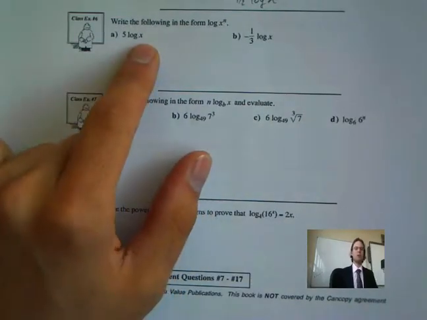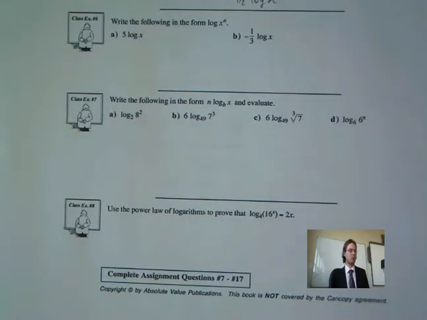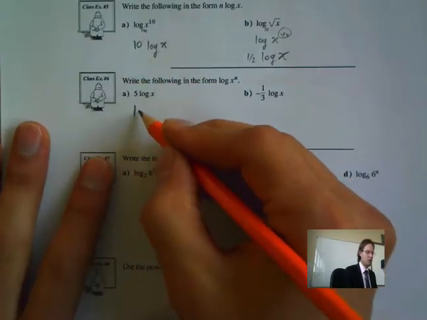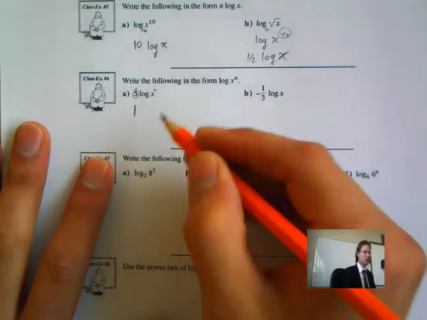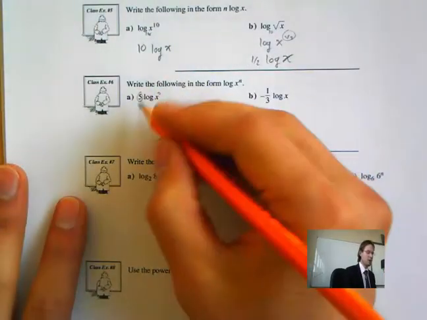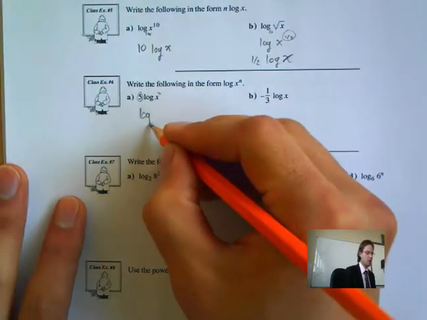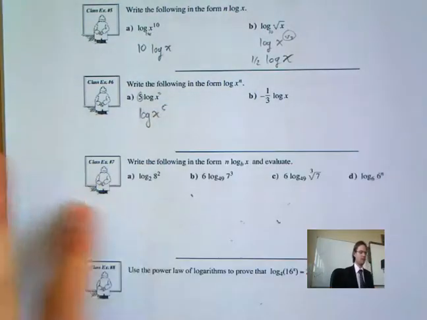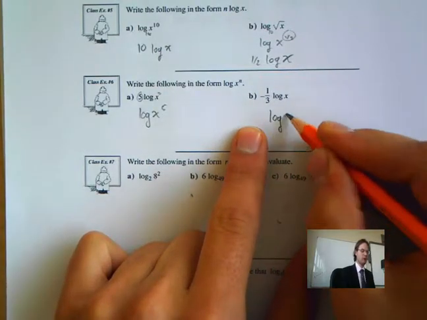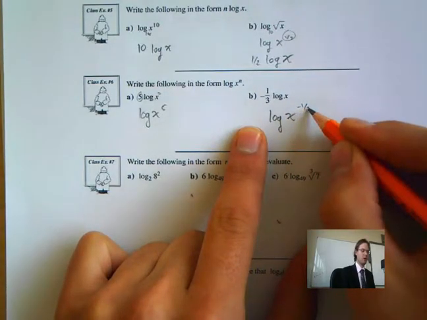Now here, we're going to work in reverse. We're just switching them and working in reverse. So let's take a look at this. This must go on top, that's our exponent. Anytime we're multiplying by something, it is just our exponent. So I'm going to end up getting log x to the 5. This one here is going to be log x to the negative 1 over 3.